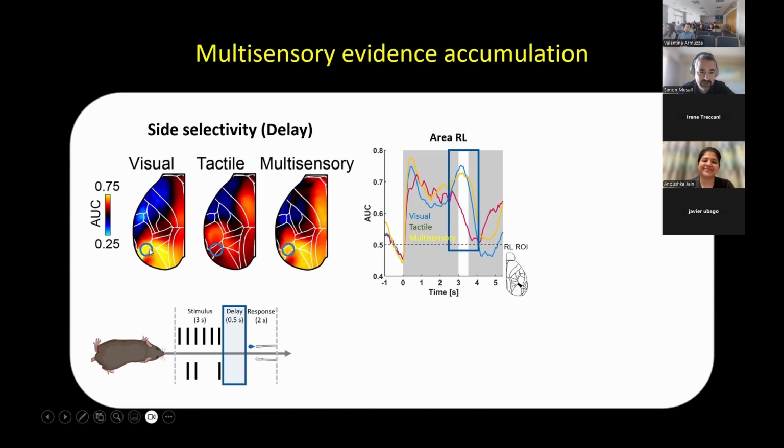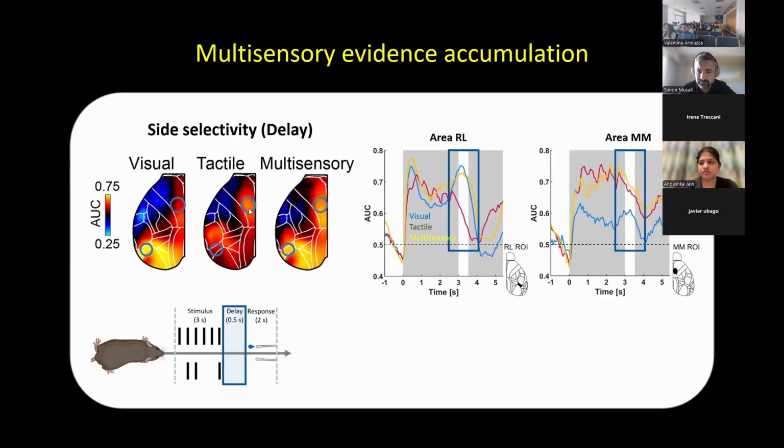And in that area, you can actually see that even after the end of the stimulus, there's more information about where the correct side would be. So this is also visible in these traces here, where you can see this blue trace going up versus in the tactile case, it just goes down. So it seems like there's a signature of the information that was presented during the stimulus period that is still present during the delay and probably important for the animal to know what it should ultimately choose.